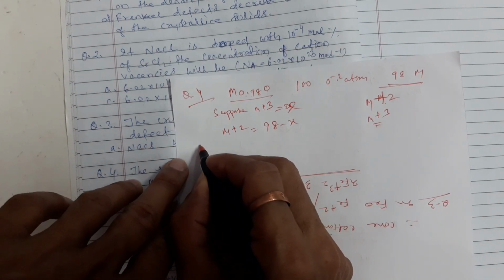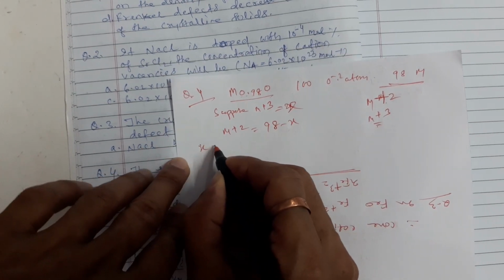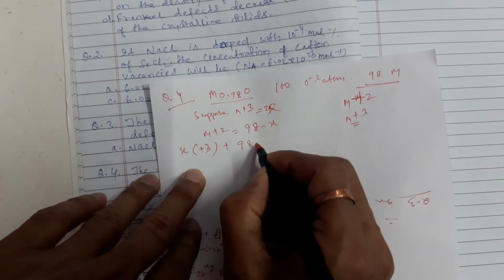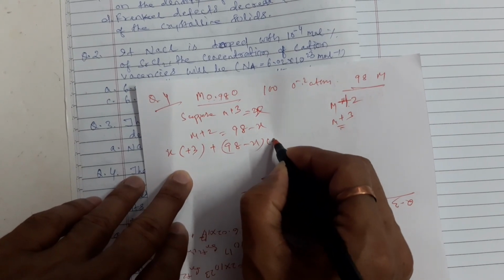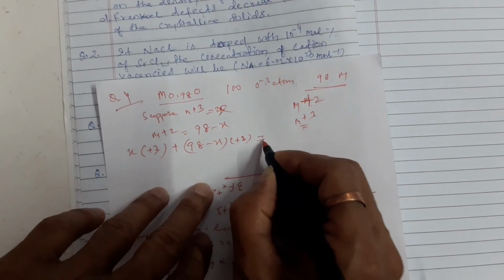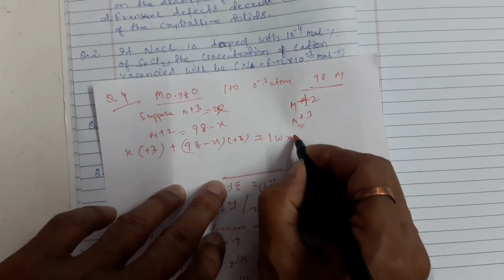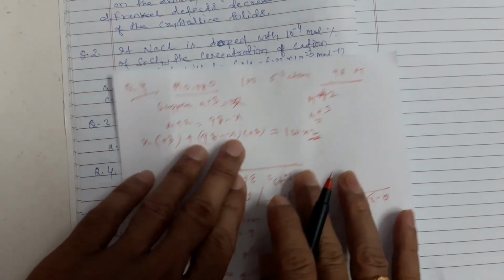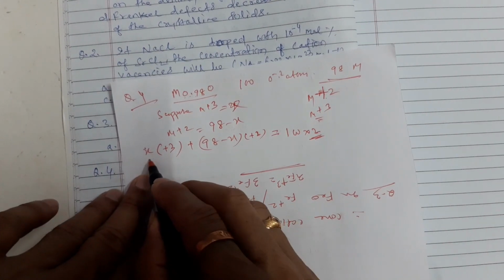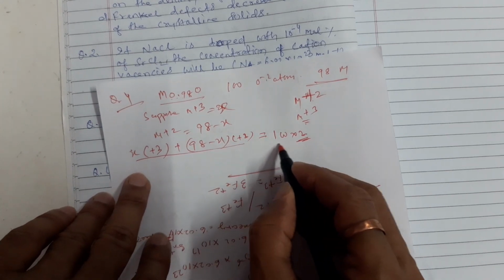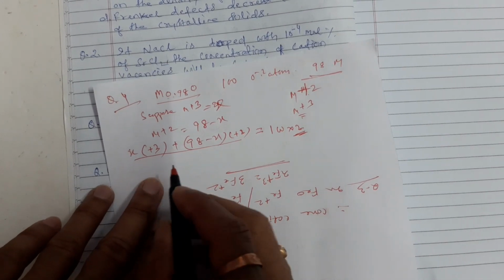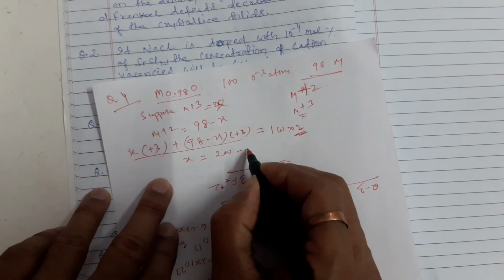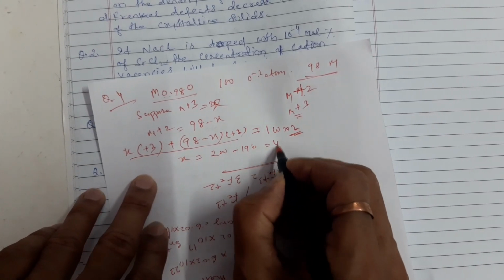Now we have to balance the charge. So the total charge of X multiplied by +3 plus (98 minus X) multiplied by +2 is equal to 100 multiplied by 2. This is the oxide, so 100 multiplied by 2. So the total charge of the metal is equal to the total charge of the oxide. By solving this, X is equal to 200 minus 196, which is 4.